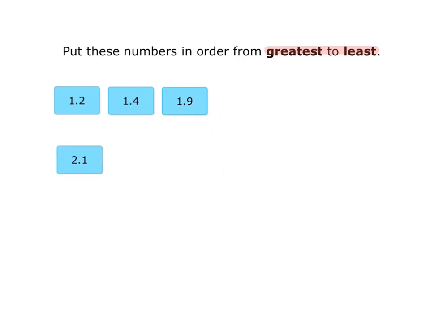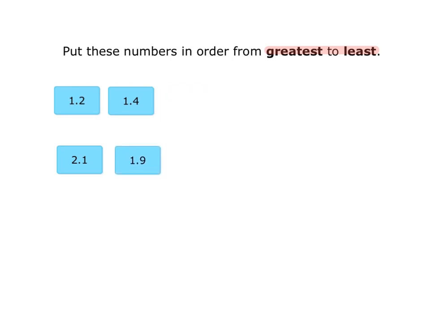With the remaining numbers, because they all have a 1 in the ones column, I now know that I can just simply look at the tenths and they should tell me in which order they go. So you can see I have 2 tenths here, 4 tenths here, 9 tenths here. Now I need to look at 1.2, 1.4, and 1.9 and figure out which one is greater. I can see that 9 is greater than 4 and 2, so 1.9 will be my next greatest number.